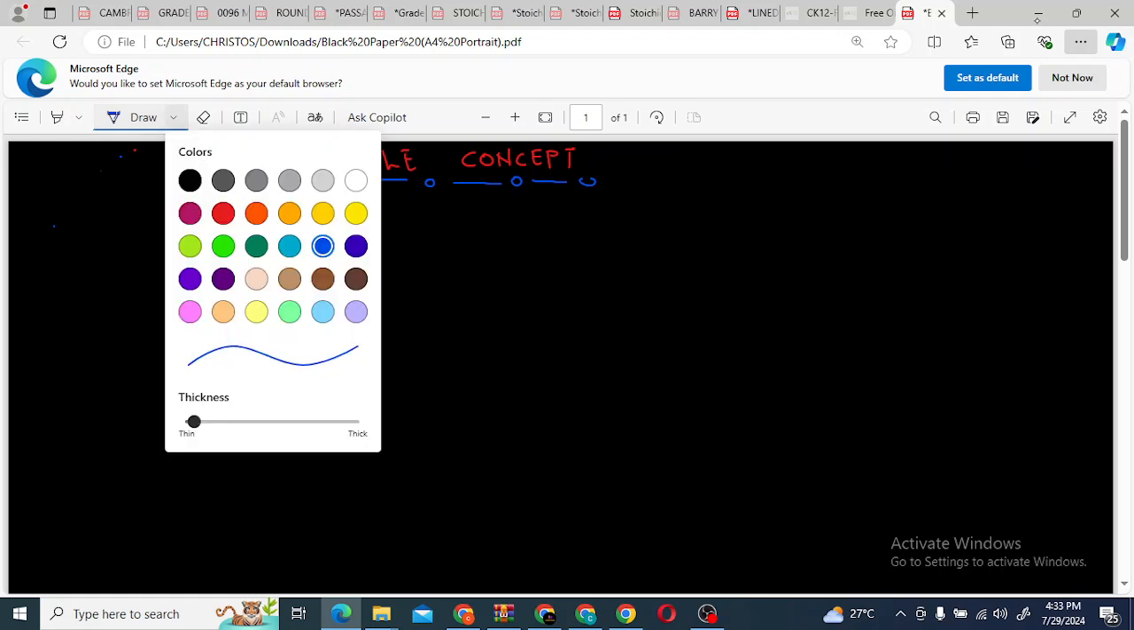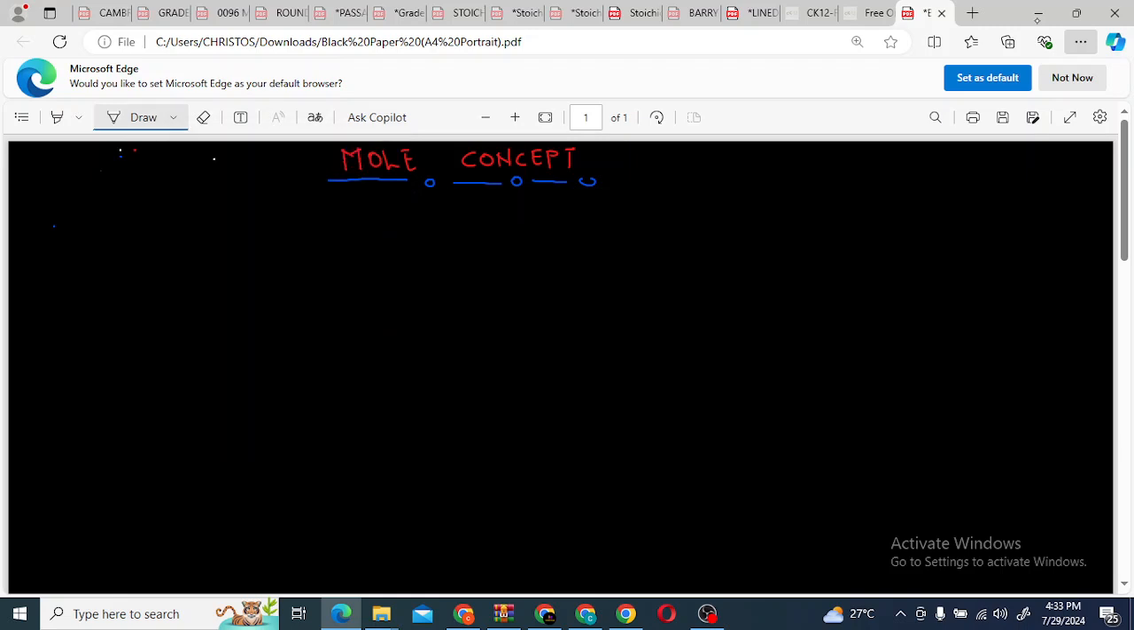And so, just as we have a dozen referring to 12 pieces, a mole would refer to some number of pieces. And that number is so huge that we might not be able to mention it. We write it in scientific notation. And the number is 6.02 times 10 to the power 23.